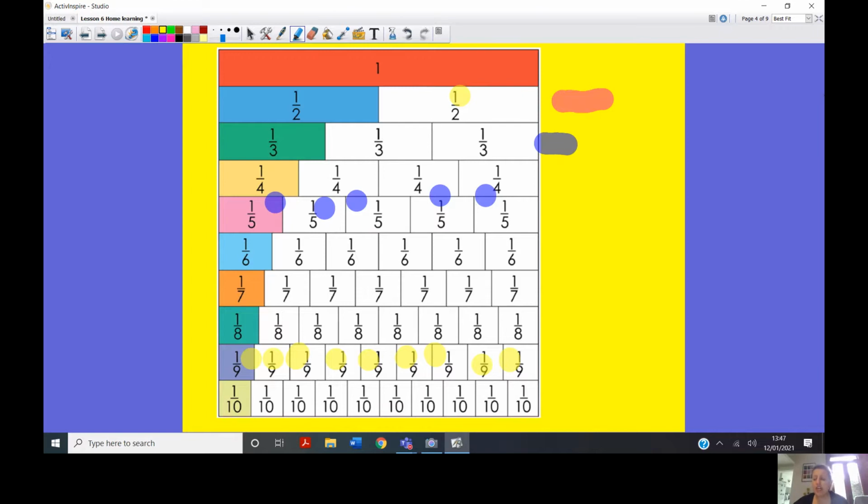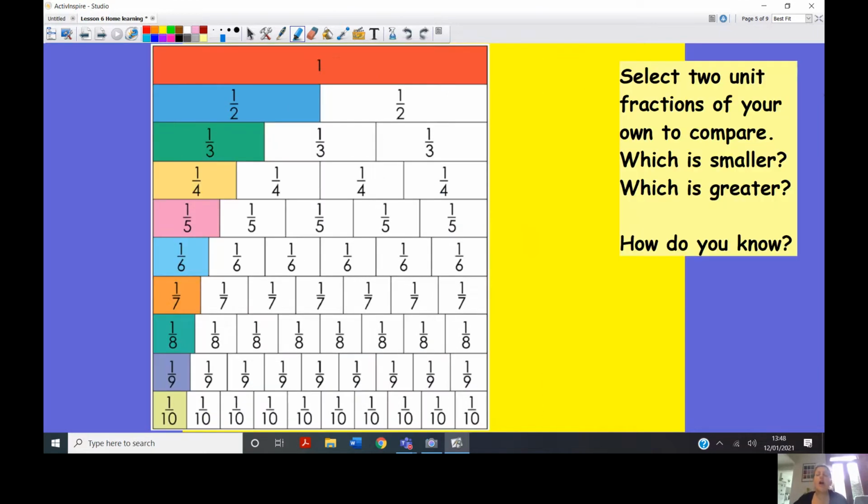So I've got a quick task for you. You might want to press pause after I've gone through it. I want you to select 2 unit fractions of your own to compare. Which is smaller, which is greater, and how do you know? You can use 2 from your fraction wall, or if you want a challenge, you can think of your own unit fractions. So I suggest you pause now to have maybe a minute or 2 to think.